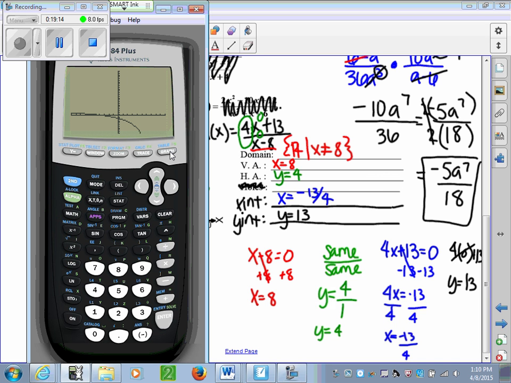And I don't see it. Where's the other part? 4x plus 13 for x minus 8. Alright, we'll draw the bottom half.